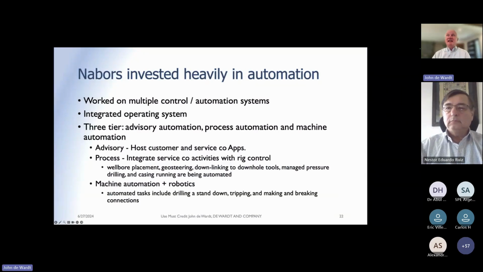Neighbors invested heavily in automation. I mean, as a drilling contractor with a lot of land rigs, they really went whole hog on this. They worked on multiple control and automation systems. They worked on integrating operating systems. And then they had this 3-tier approach to it, which I think is interesting because other people have done some similar things.